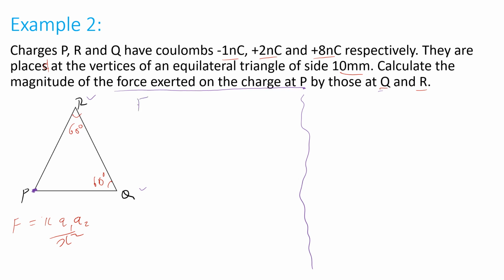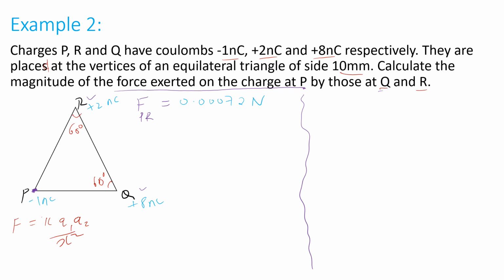So we shall see that there is a force that P experiences due to R. We have seen that P is -1 nanocoulomb, Q is +2 nanocoulomb, and R is +8 nanocoulomb. Now we need to get the force. Using the formula, we can get the force at P due to R as 0.00072 newtons. Please work it out.